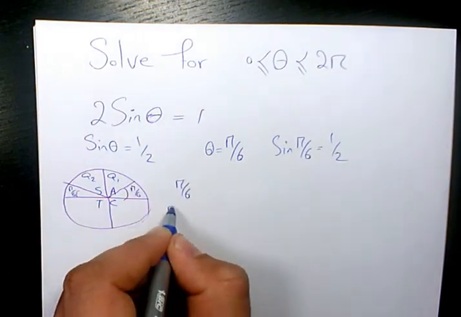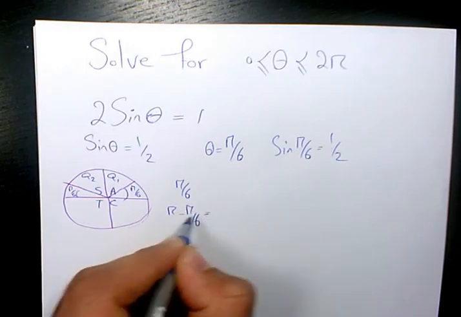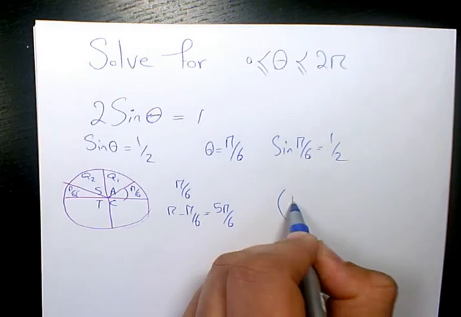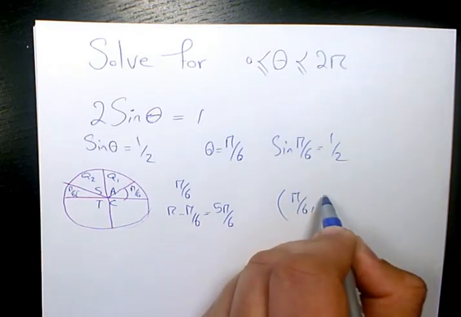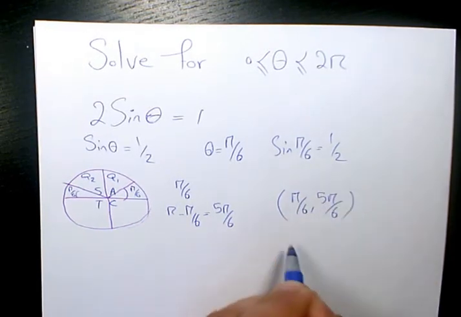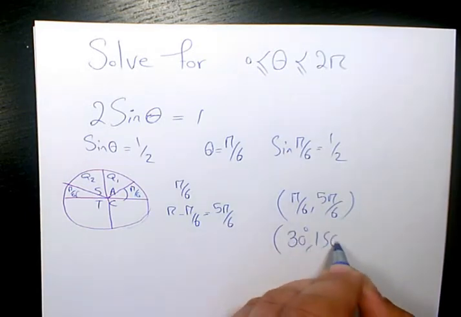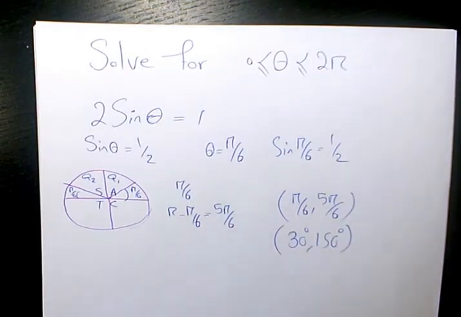So these two answers, pi minus pi over 6 is going to be 5 pi over 6. So we have two answers, pi over 6 and 5 pi over 6. And in degrees it's going to be 30 and 150 degrees. These are going to be the two answers to this question.